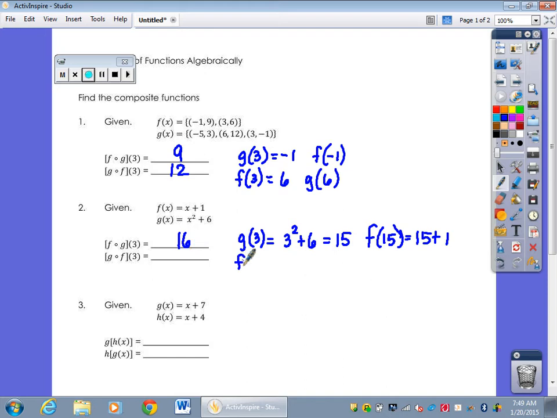The next one, you're doing f of 3, which is going to be 3 plus 1, which is equal to 4. And then you're going to do g of 4, which is going to be 4 squared plus 6. So that would be 16 and 6, which is 22.